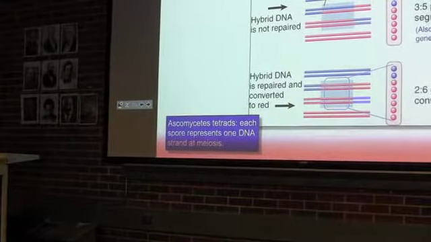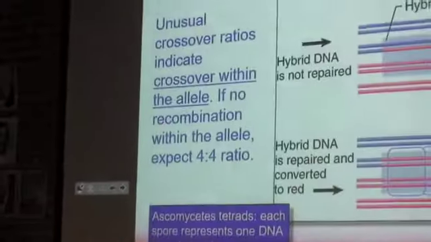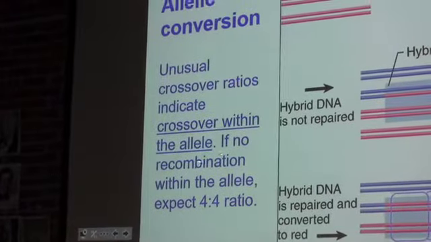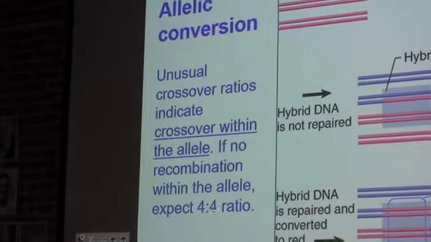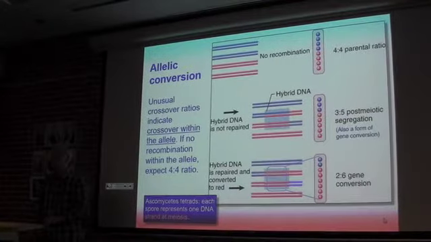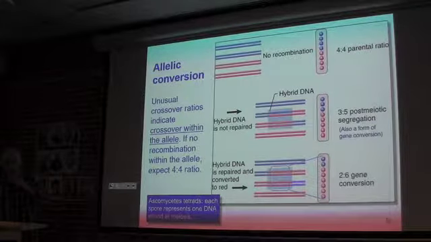Ascomycetes, tetrads. Each spore represents one DNA strand at meiosis. Unusual crossover ratios. Crossover within the allele, if there is no recombination within the allele, is going to be 4-4. So on the exam, you're looking for anything other than 4-4. Then you're scanning the list of multiple choice for allelic conversion must have happened.